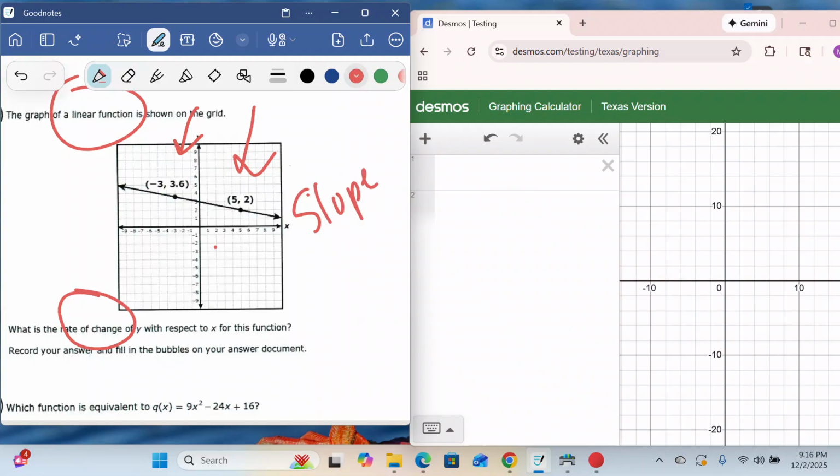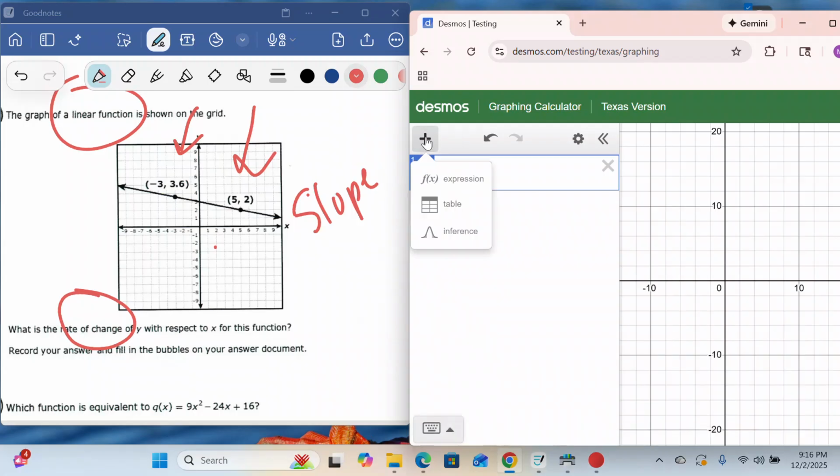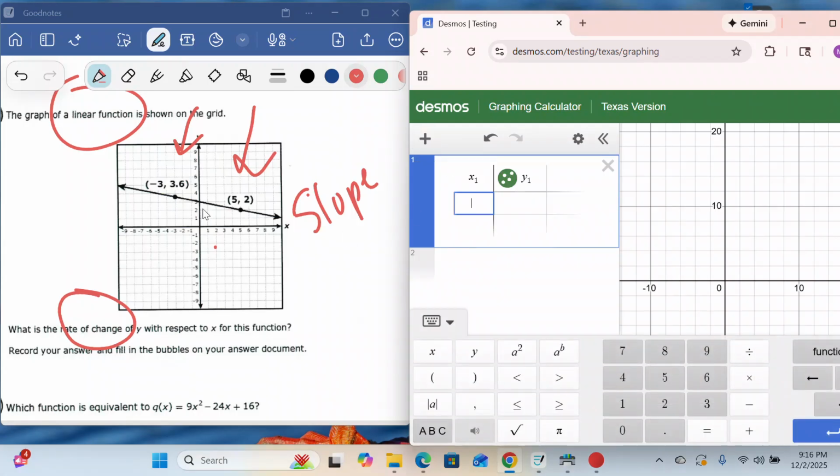Remember that rate of change is slope, and it is a linear equation. We know it's going to be a negative slope because the duck is going down the slide. He's going a negative slope. So all I have to do is use my table function and input the table, and I'm going to use the first one, negative 3.